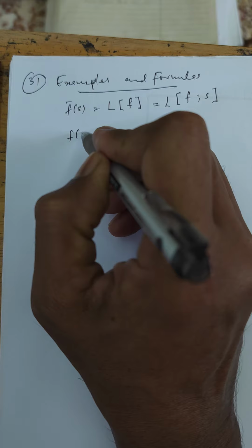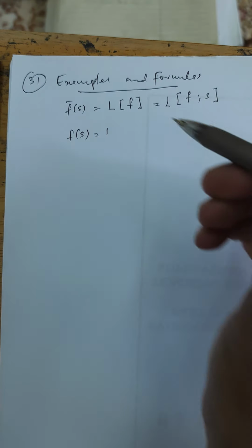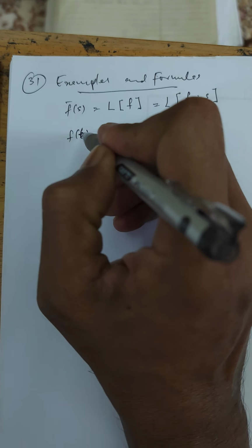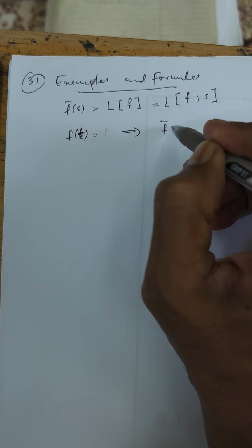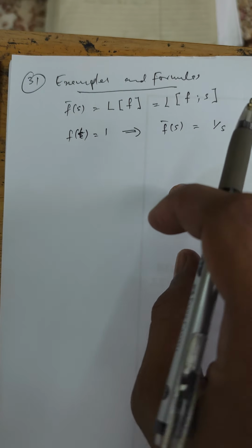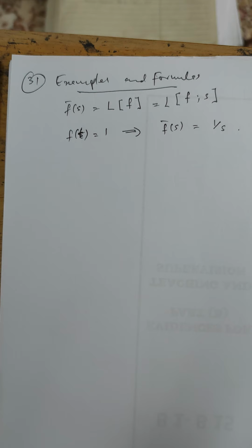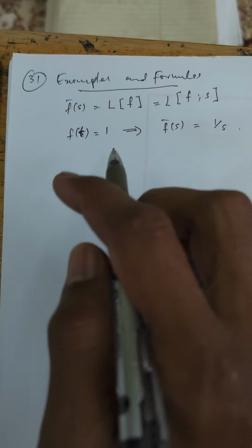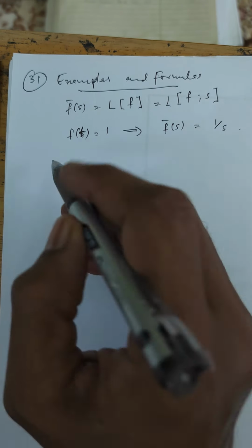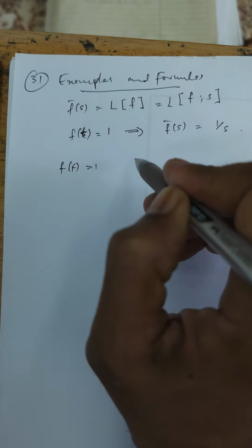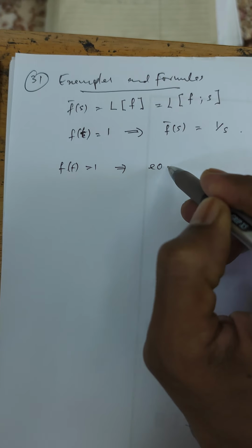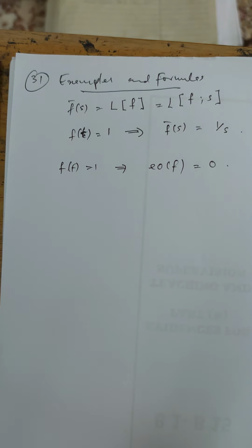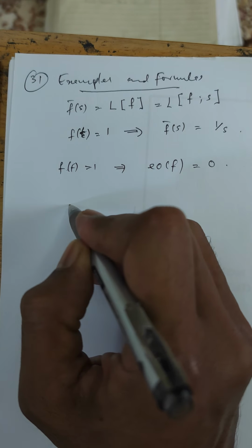Now we have seen that for f(t) equal to 1, F(s) gives you 1 over s. Now if we investigate a little bit further to look at the exponential order as well as the abscissa of convergence, we know that for f(t) equal to 1, the exponential order of f gives you 0.